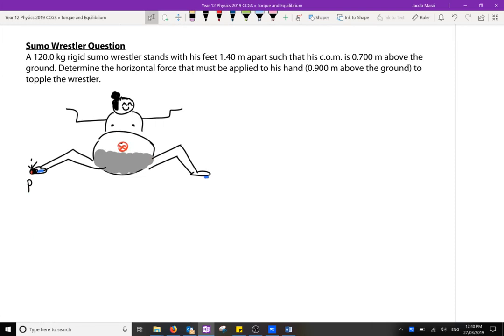Now, obviously, in sumo wrestling, and in fact any wrestling, if you want to stay upright on your feet and not get tackled or toppled, you want to increase your base and lower your centre of mass. So you want to get nice and low and have a wide base. That makes you more difficult to topple. Okay? So our Happy Sumo is rigid.